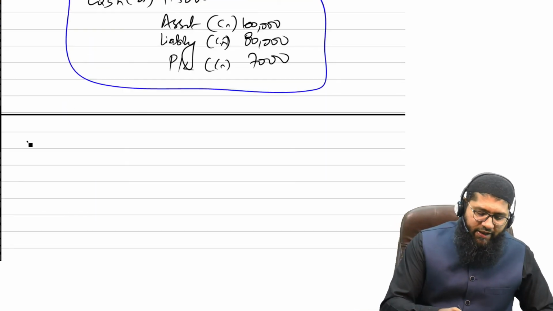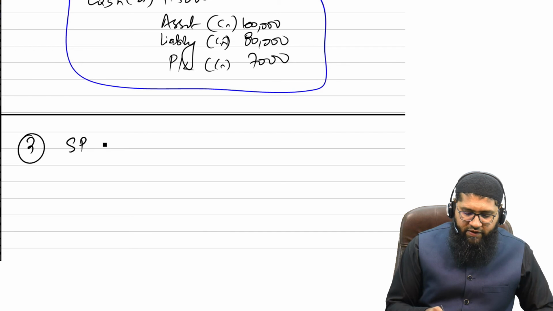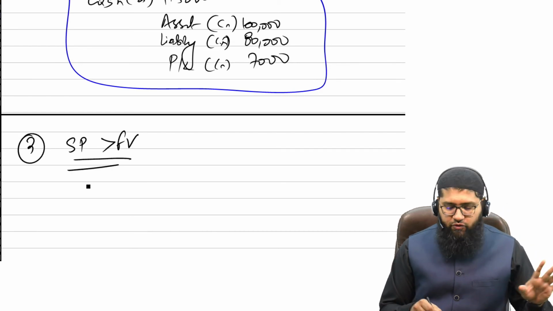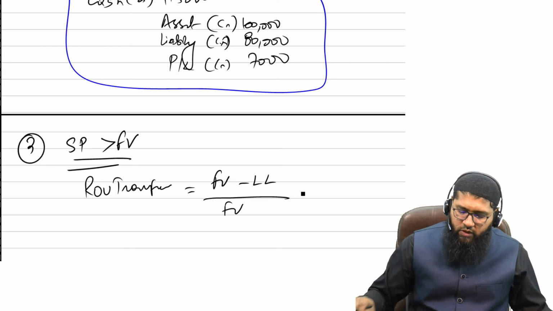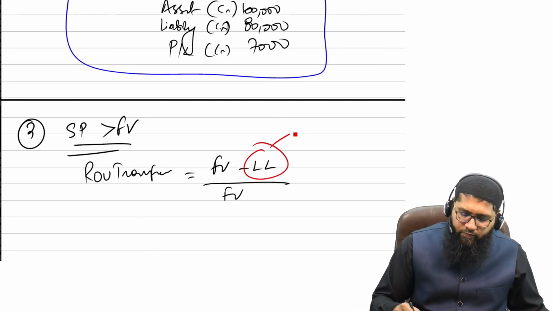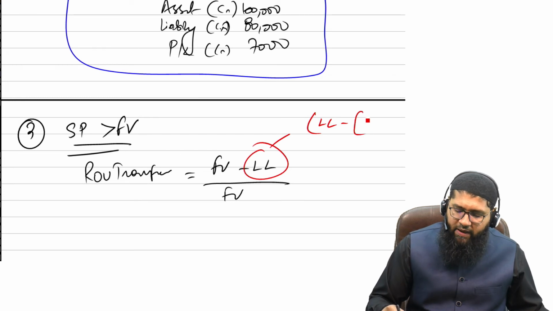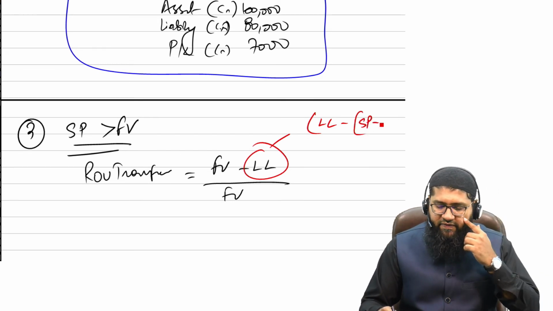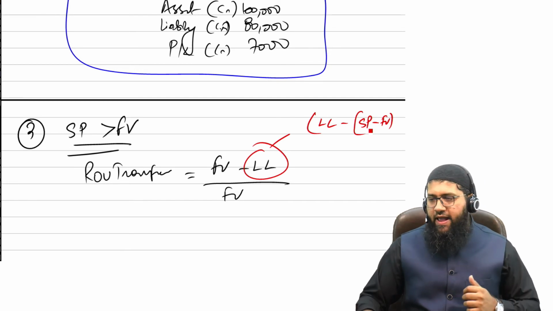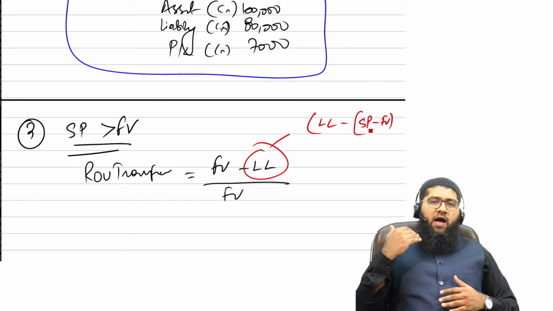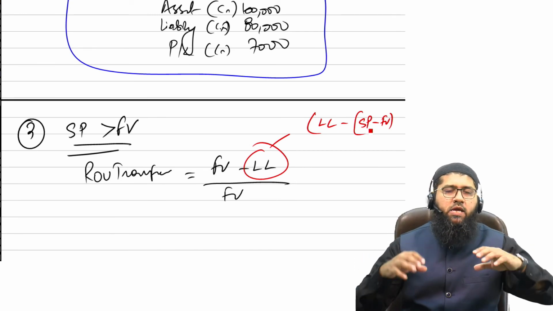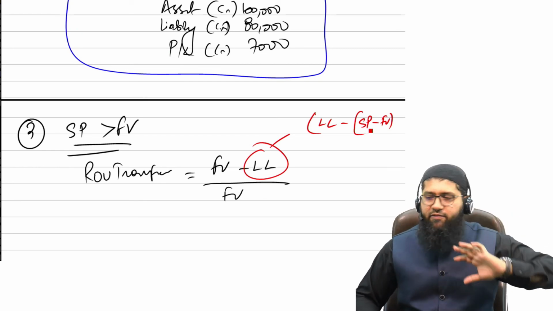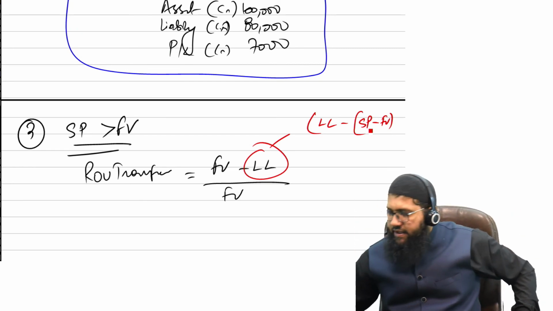And lastly, in case number 3, where the selling price is greater than fair value. When you calculate the ROU transferred, you would simply say fair value minus lease liability divided by fair value. For the lease liability, you say whatever the lease liability is minus the differential, which is the difference between selling price and fair value. That's how you calculate it. So here it means that we have actually got extra money. Some portion of what we are paying is the extra loan that we are repaying.